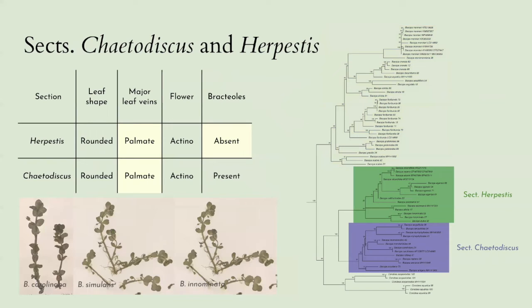So section Bacopa, nice and big at this point. Sections Chaetodiscus and Herpestis, apart from those few species that I mentioned before, are good reciprocally monophyletic sister lineages, and here are some characteristics to show you how to tell them apart. This is one where the presence of bracteoles has become pretty useful for telling them apart. Otherwise, some members of those two sections come out as rather similar to each other. So similar that I forgot to give you a new image for that.